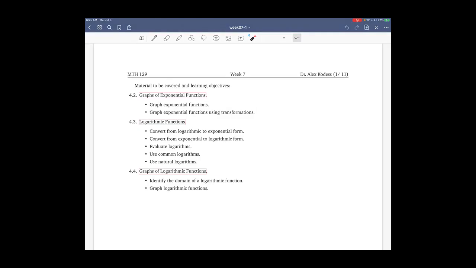Welcome to week 7 of pre-calculus. This week we continue our conversation about exponential functions, and later on we will talk about logarithmic functions.